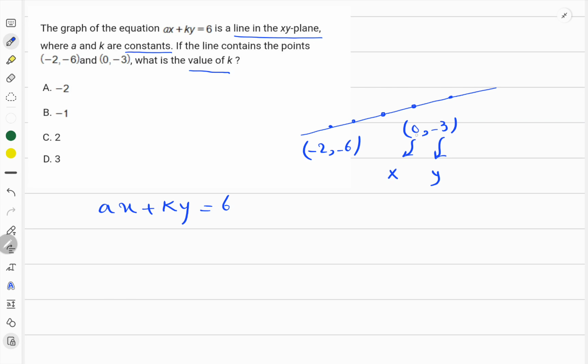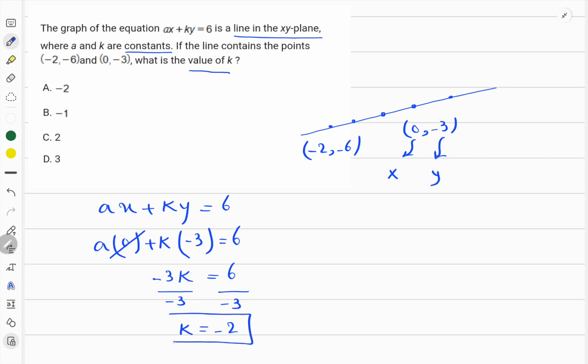You can substitute 0 for x and -3 for y. A times x, which is 0, plus k times y, which is -3, equals 6. A times 0 is 0, so you don't need to write it. k times -3 is -3k equals 6. To isolate k, you need to divide both sides by -3, and k is -2, which is really easy. So your answer is choice A.